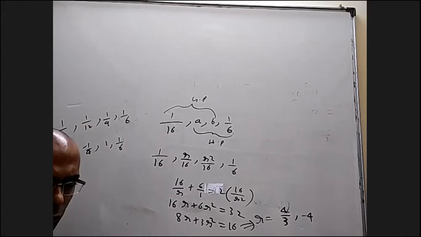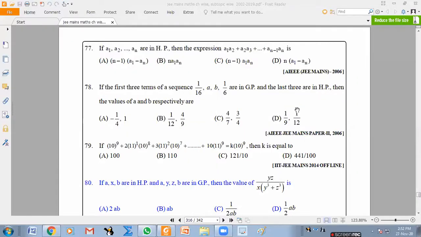Okay, now let us see the options. Values of A and B respectively. So -1/4 and 1 option. 1/12, 1/9, but they gave 1/9 and 1. Option D reverse would have been correct. That is one option. Option A is correct. This is okay?